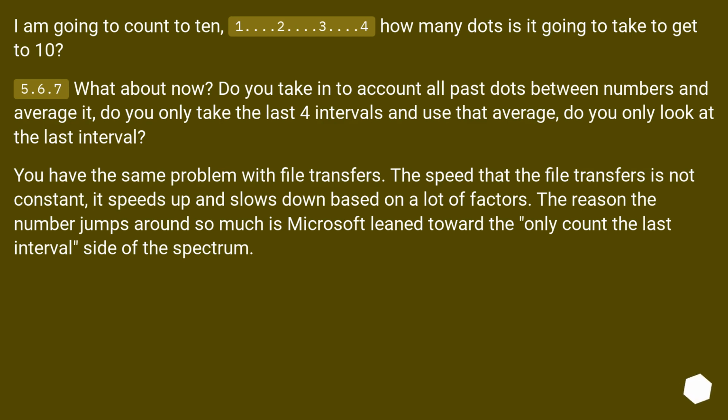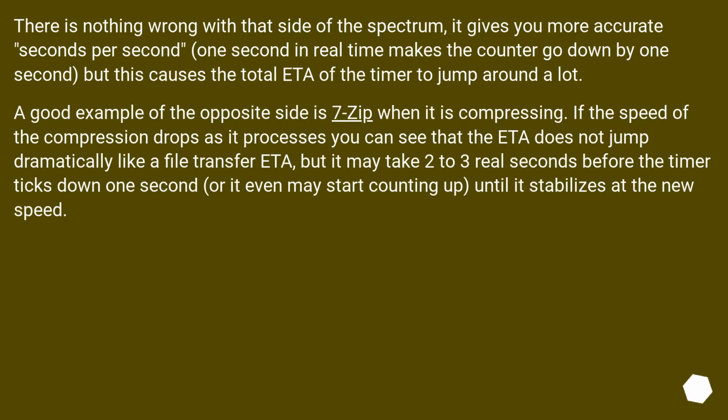The speed that the file transfers is not constant. It speeds up and slows down based on a lot of factors. The reason the number jumps around so much is Microsoft leaned toward the only count the last interval side of the spectrum. There's nothing wrong with that side of the spectrum. It gives you more accurate seconds per second. 1 second in real time makes the counter go down by 1 second, but this causes the total ETA of the timer to jump around a lot.